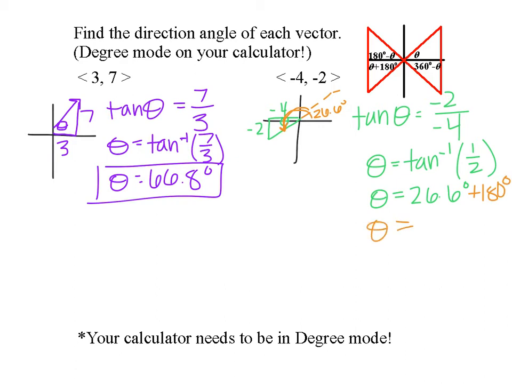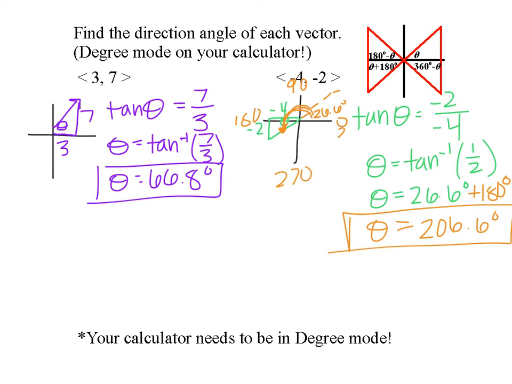So if we do that, we get 206.6 degrees. Okay, because we wanted the angle over here in quadrant 3, and if you think of reference angles here, 0, 90, 180, 270, 360, 206.6 is between 180 and 270 over in quadrant 3. So then your answer will make sense.